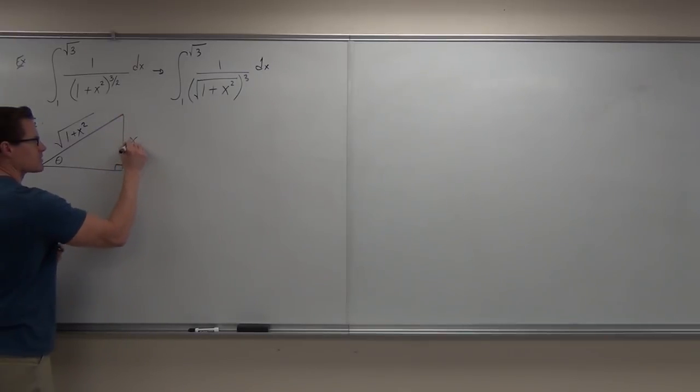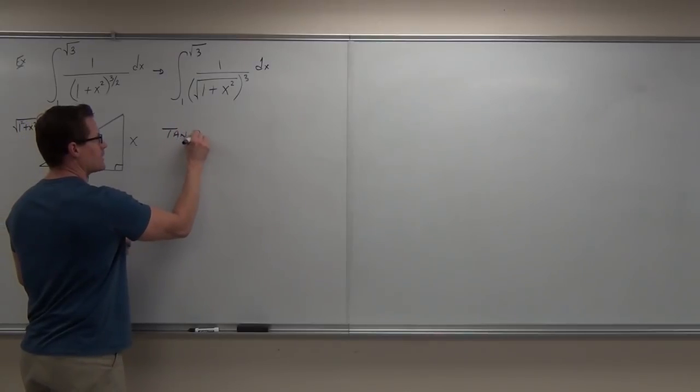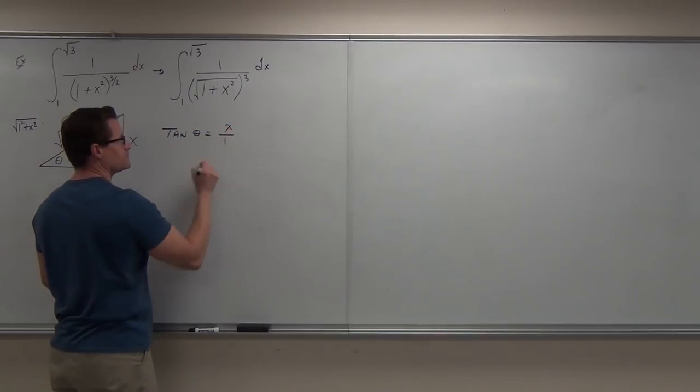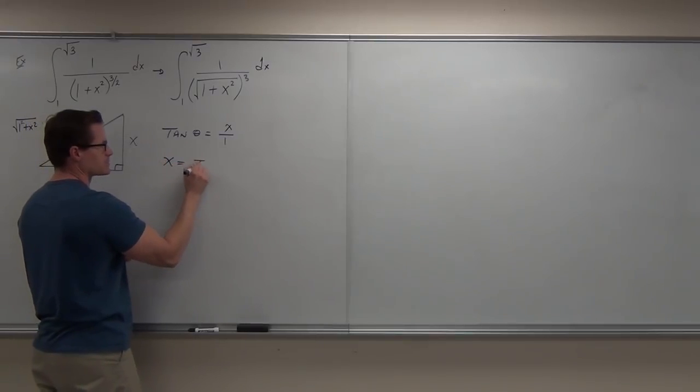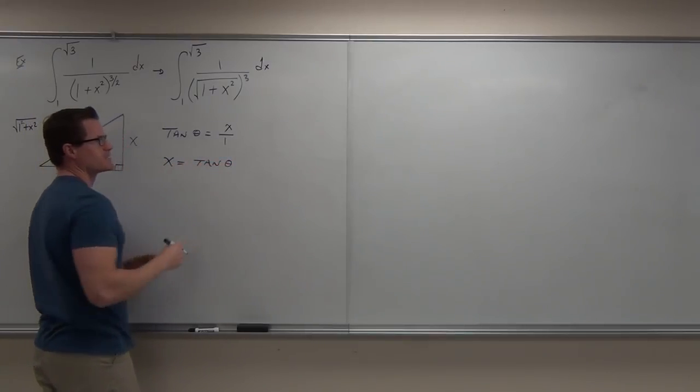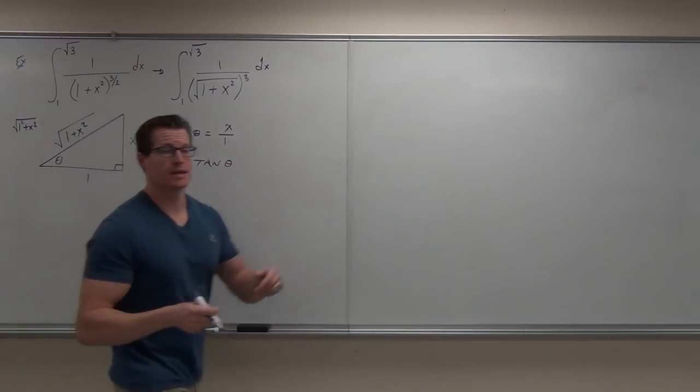Let's put x here and 1 here. Now, if I take tan theta, I get x over 1, which means that x equals tan theta. Typically what we'll do is remove our constant over here. Since it's 1, no big deal. Okay, keep on going. What now?